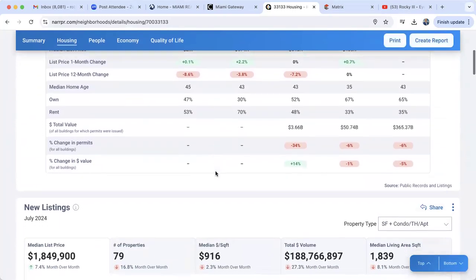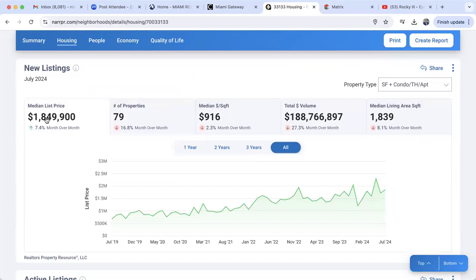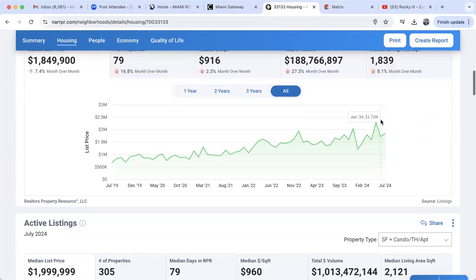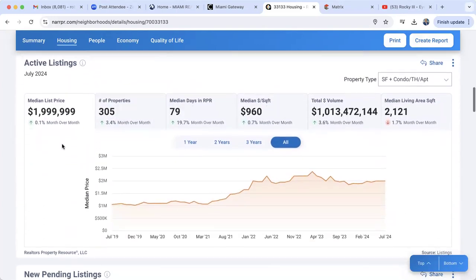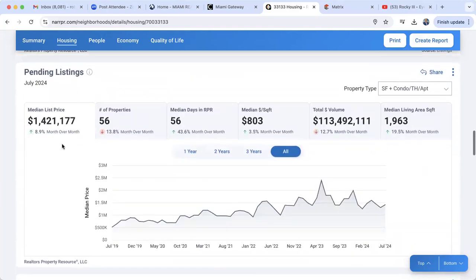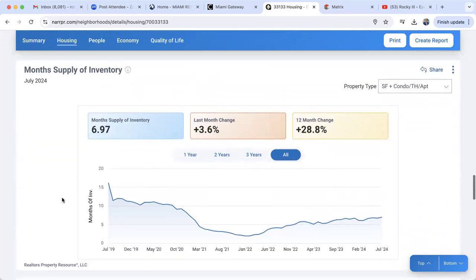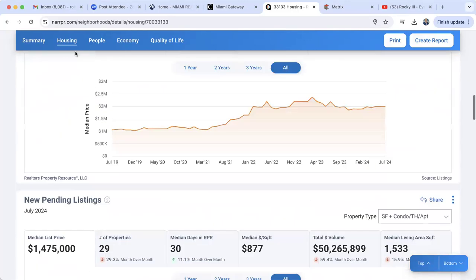Okay. Now you have here median list price, $1,849,000. 79 properties active. Median price per square foot. Dollar volume of sales. Median living area, so median size of a home. Median list price of your active listings. Median pending listings. Okay. And then your sold listings. Everything is here, guys.